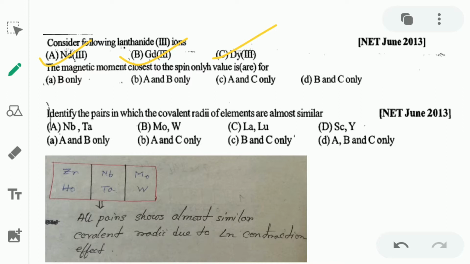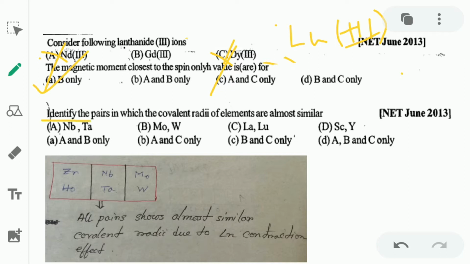And we have already mentioned that the magnetic moment equal to the spin-only value is shown by gadolinium 3+ and lutetium 3+. There is no option of lutetium 3+, so there is no chance of having the option iridium or dash. The option should be A. So let's do the next one.